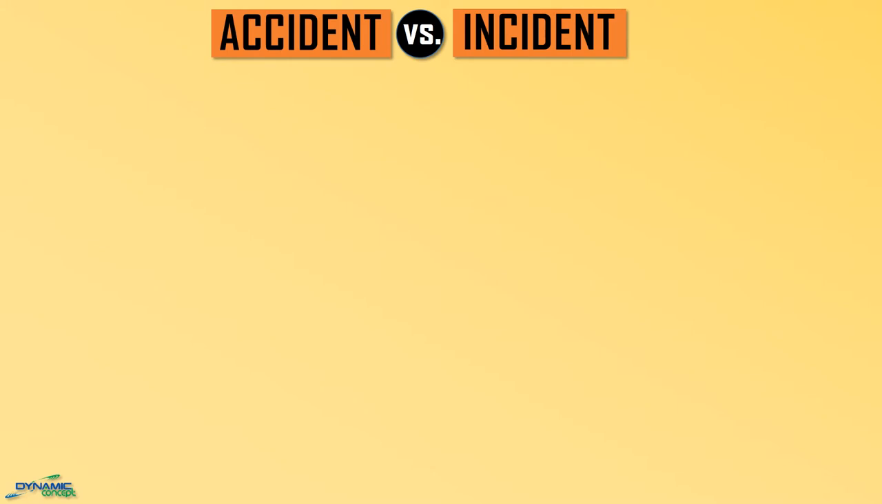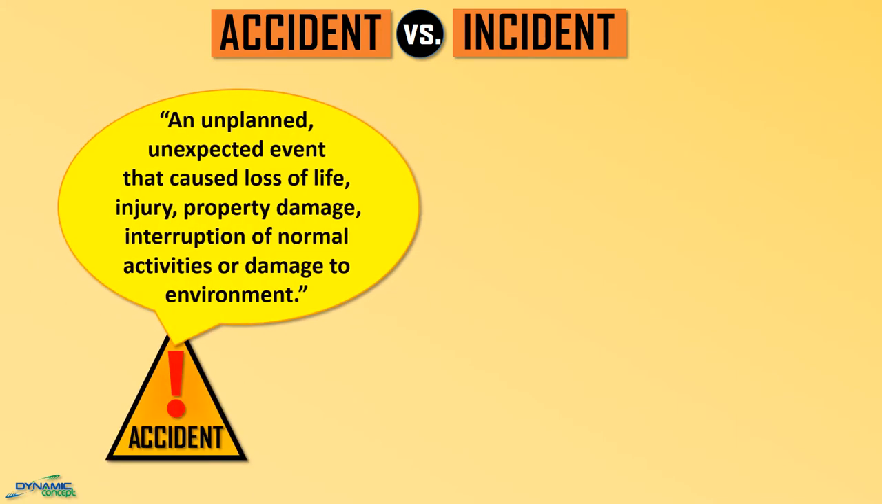Accident and incident are two words that are easy to confuse, but they are not exactly the same. Let's begin by defining exactly what accident and incident are. An accident can be defined as an unplanned and unexpected event that caused loss of life, injury, property damage, interruption of normal activities, or damage to the environment.